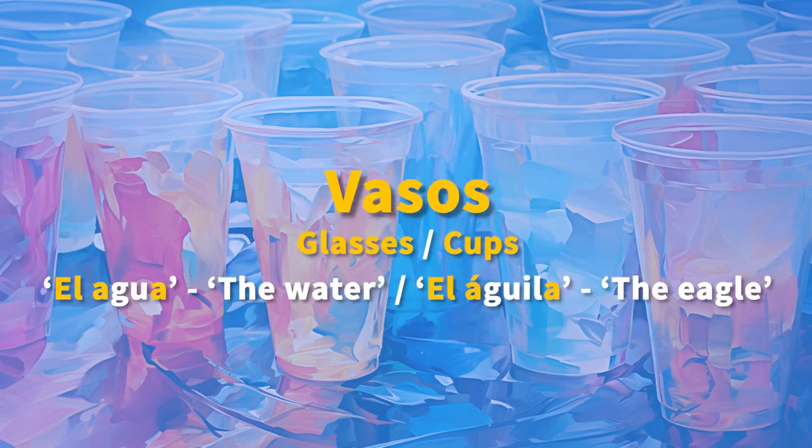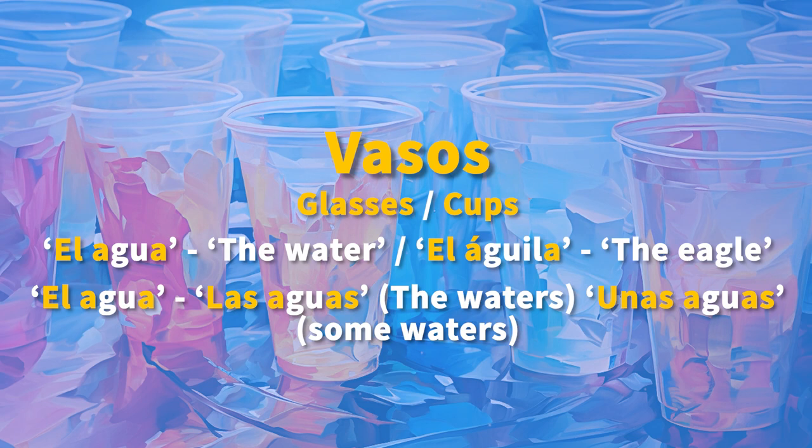Feminine nouns starting with the letter A are accompanied by the masculine article el, like el agua, the water, or el águila, the eagle. This is to make pronunciation easier, since el agua is easier to make out than la agua. So, while the singular form of agua is el agua, the plural form is las aguas, the waters, or unas aguas, some waters.